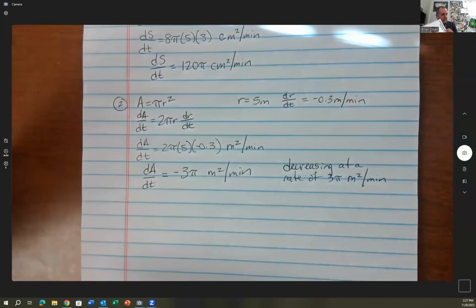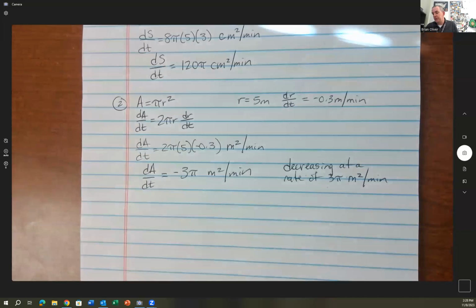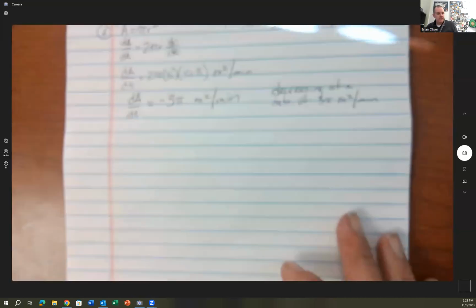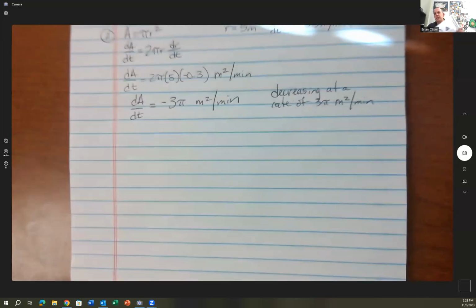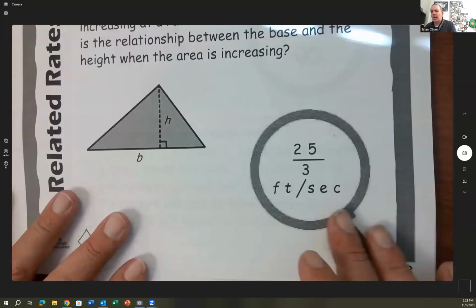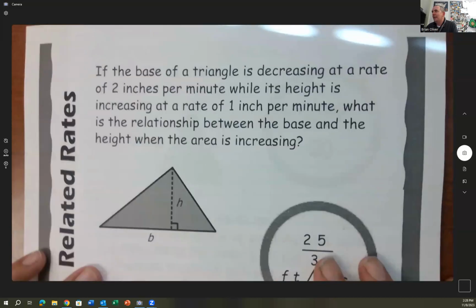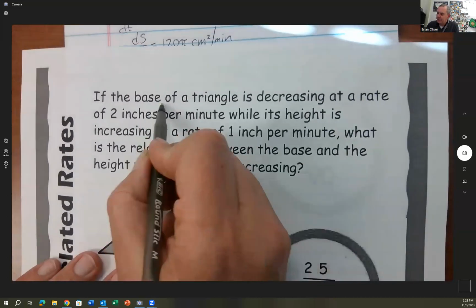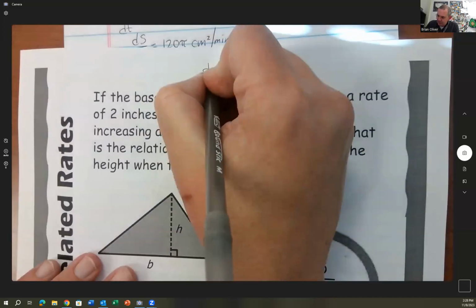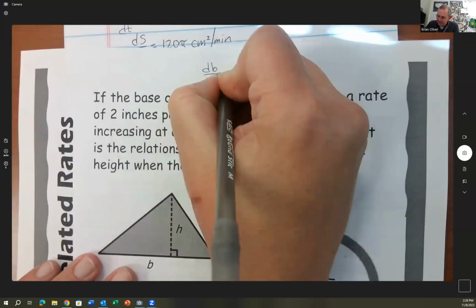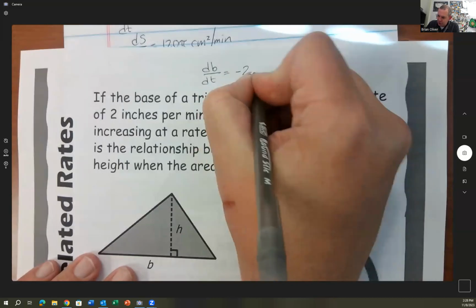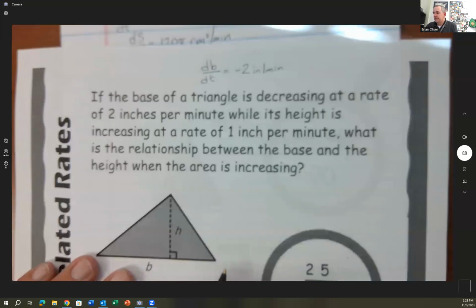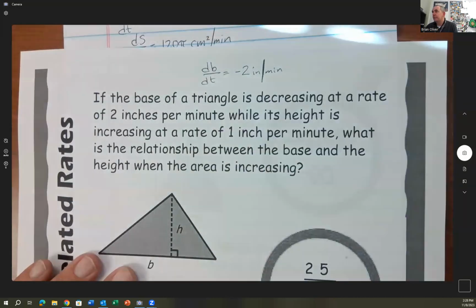Okay, so that's 2. I'm going to do number 3, and then I'll see how the timing is going on number 3 for video, for timing's sake. This is a little tricky. This is more of a thought exercise, I guess. If the base of a triangle is decreasing at a rate of 2 inches per minute, that's telling me the derivative of the base with respect to t. It's decreasing, so negative 2 inches per minute. Okay, so per minute, make sure you see that's like a fraction.